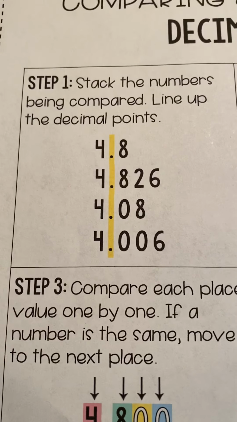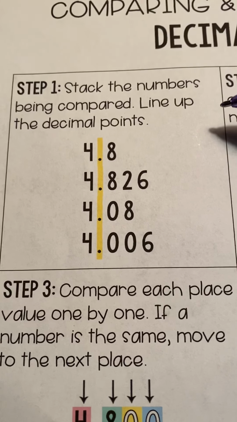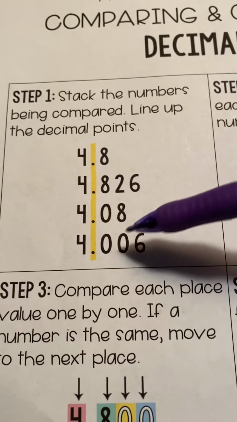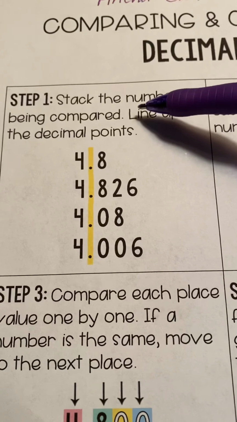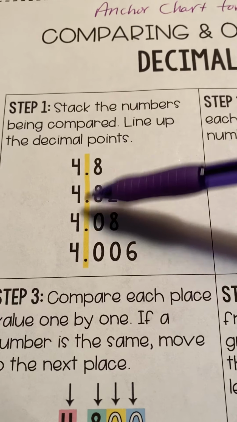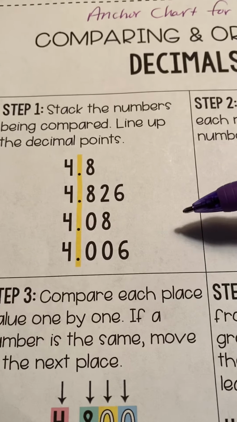So here's step 1. It says stack the numbers that are being compared, line up the decimal points. So this one, they had 4.8, 4.826, 4.08, 4.006. What's most important is to line them up on the decimal point. Put all your ones on top of the ones, put all your tenths on top of the tenths, and so on, for all four of your numbers.